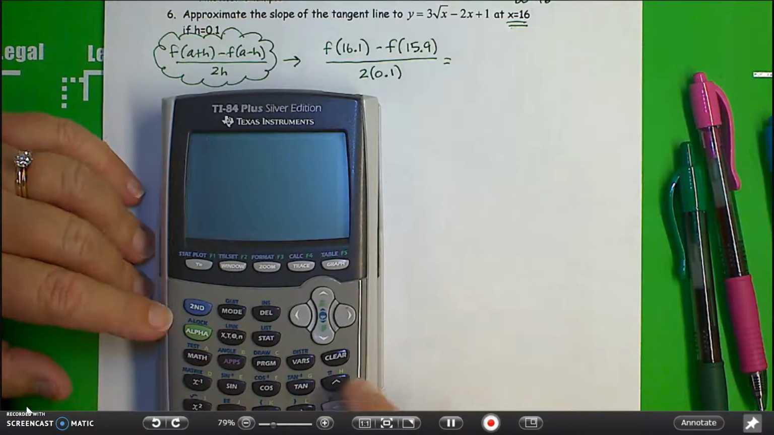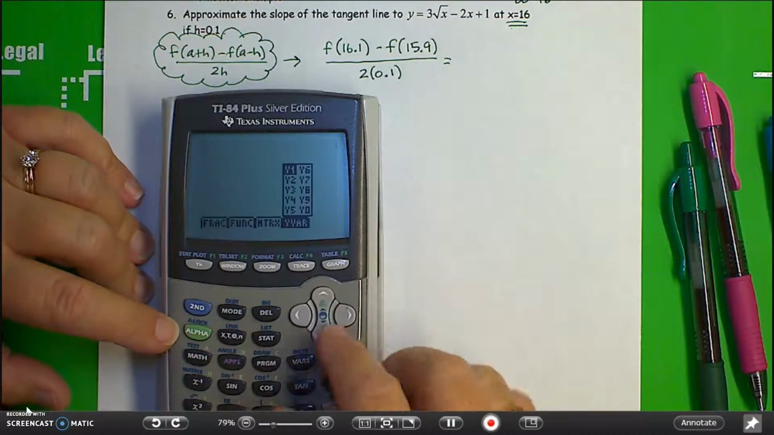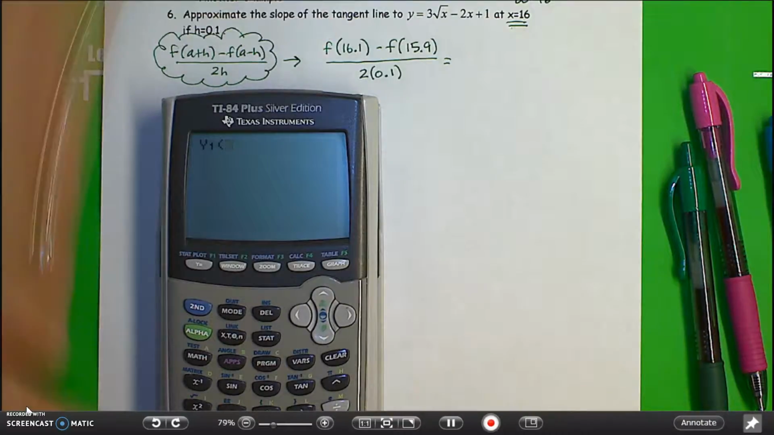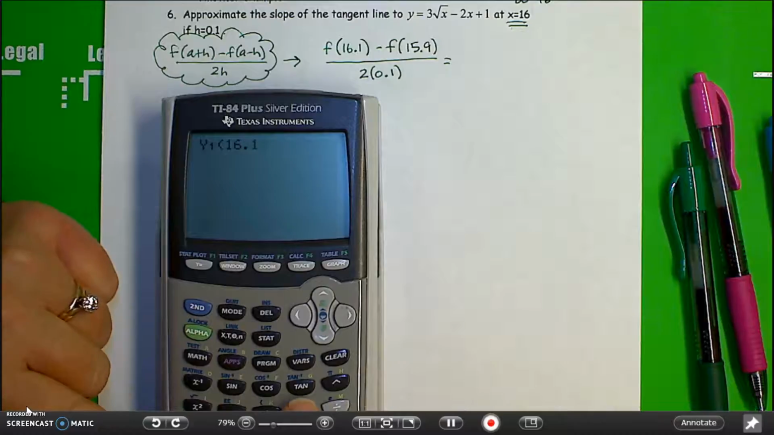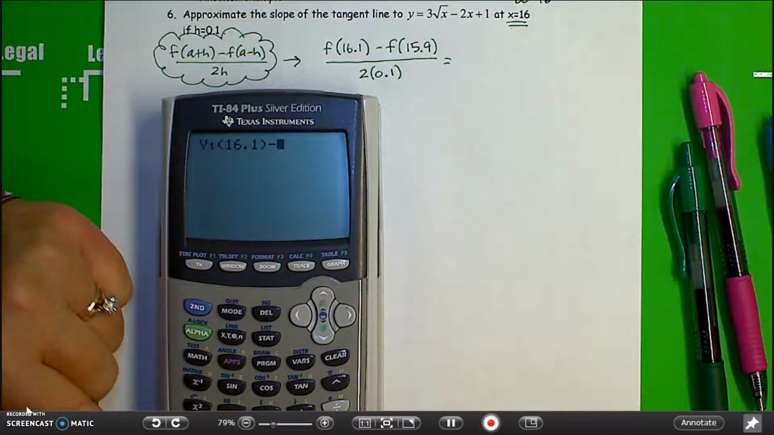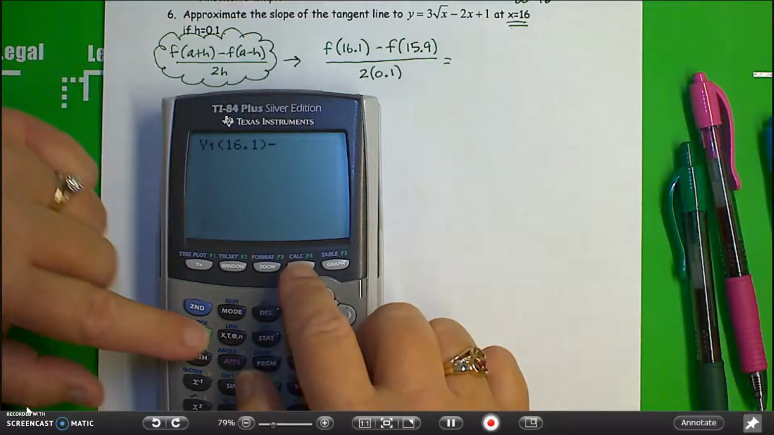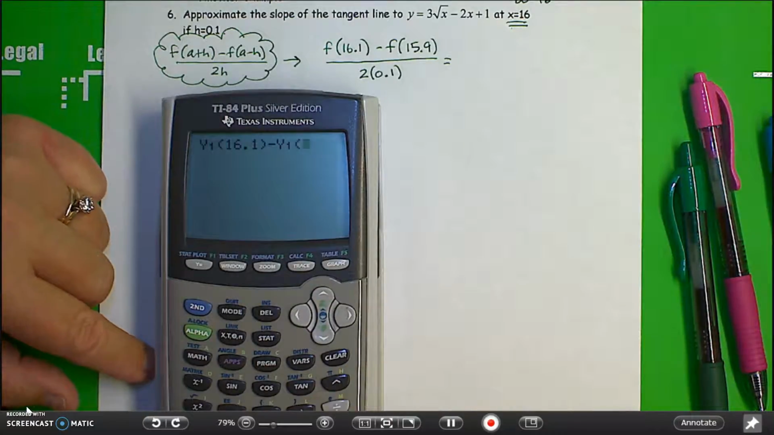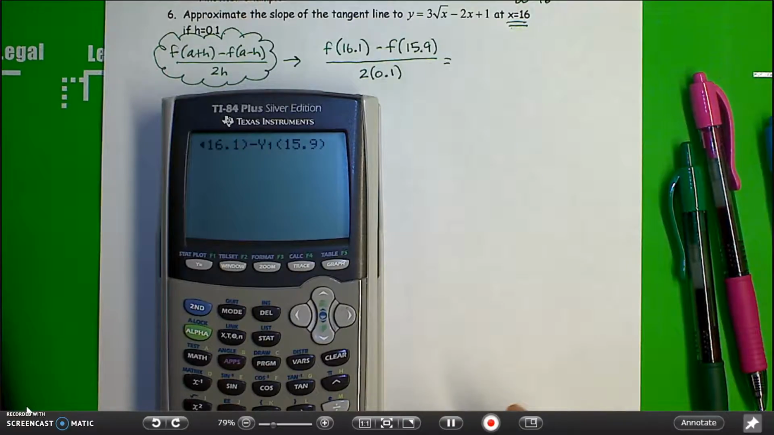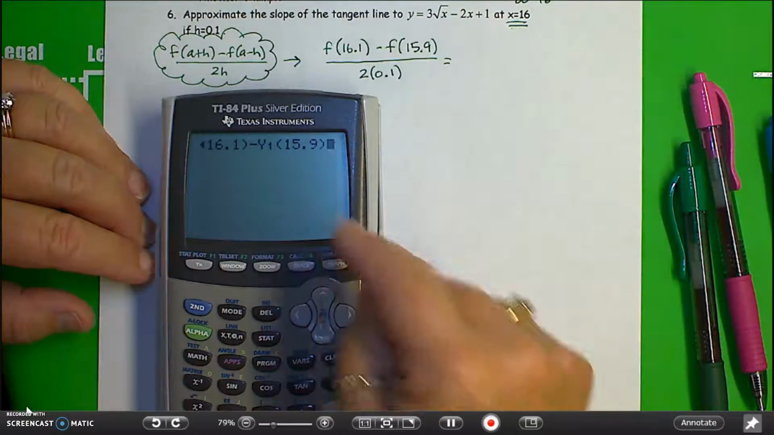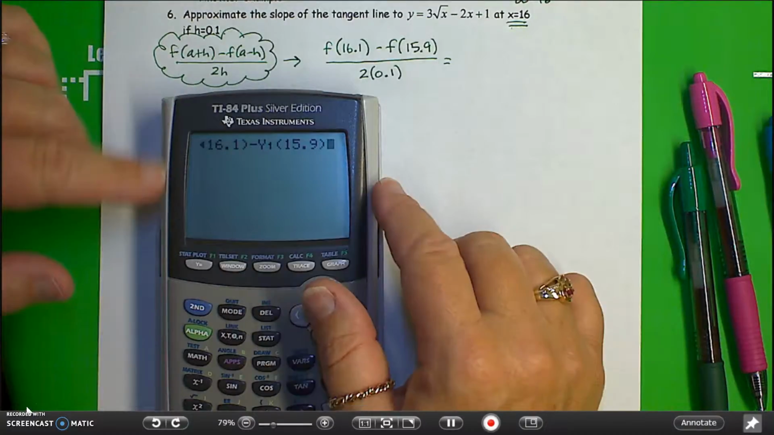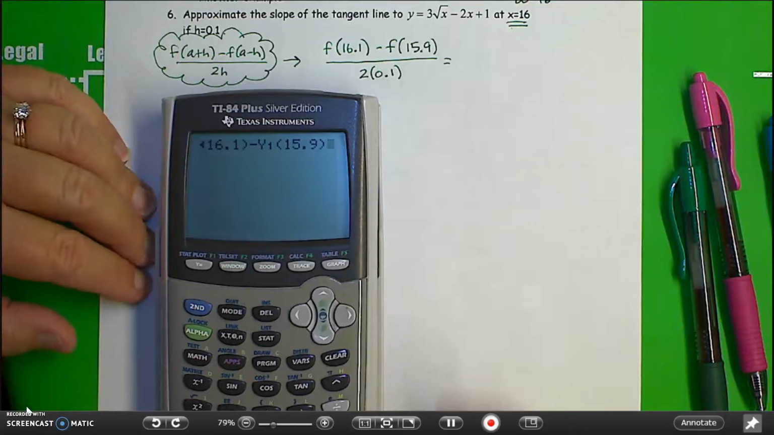So I'm going to press alpha F4 to select y1, and I want it evaluated at 16.1. And now I'm going to subtract y1, using alpha F4 at the function value 15.9. And there's my numerator. I actually need to get that answer and then divide by 0.2. So I'm going to go ahead and hit enter to get that answer.